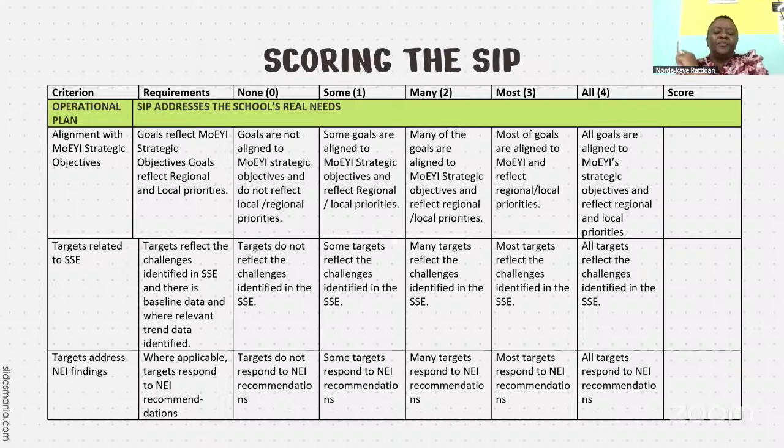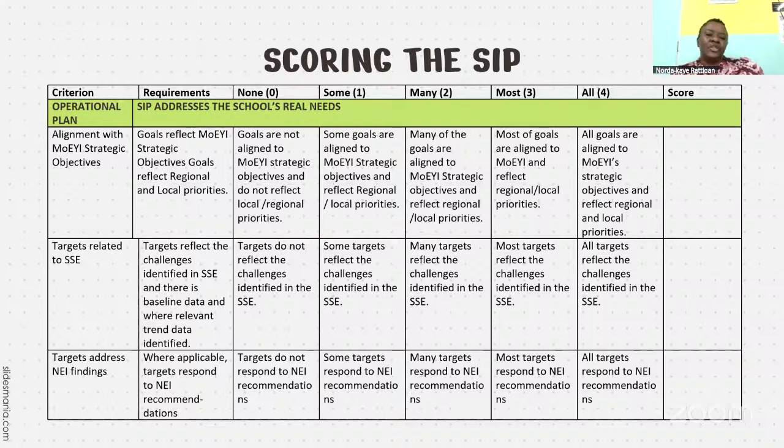Now, your SIP is scored on a rubric, and your SIP is supposed to address real school needs. When your education officer gets your school improvement plan, they will use this rubric as a benchmark to score your SIP. It is done based on the following requirements. Does your goal match up to the strategic objective, as I said before? Are your targets related to the challenges identified in your SSE? Your targets cannot be in conflict with your SSE.